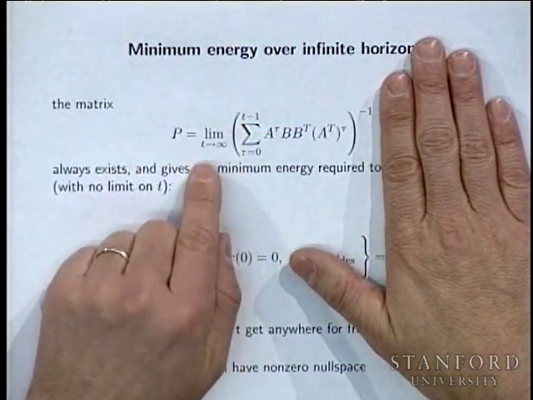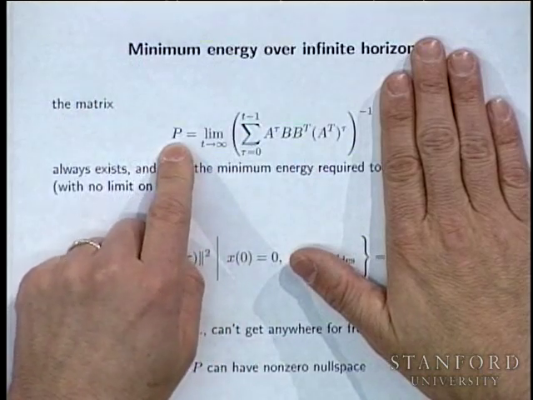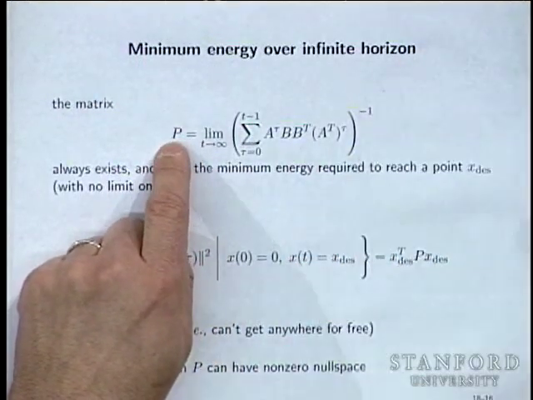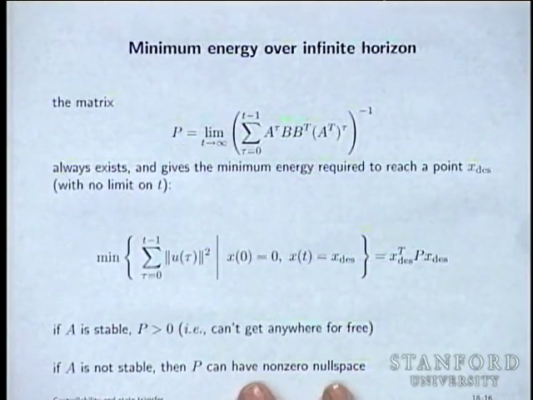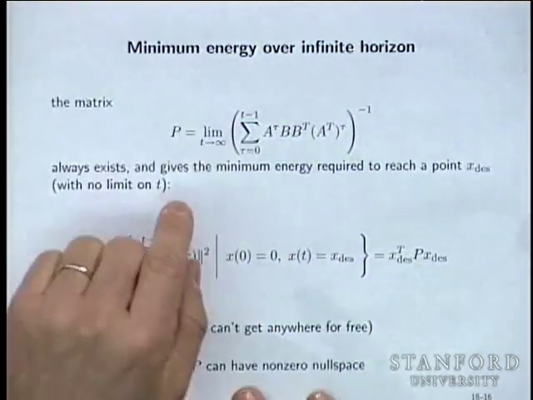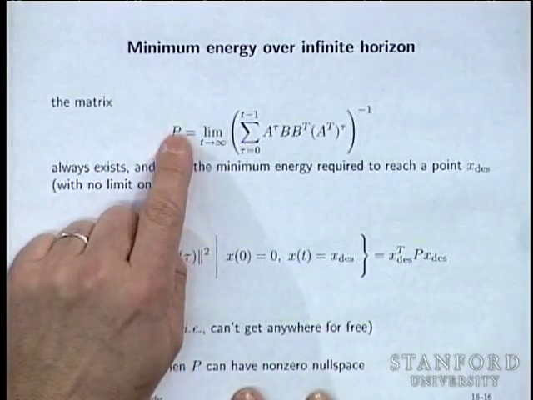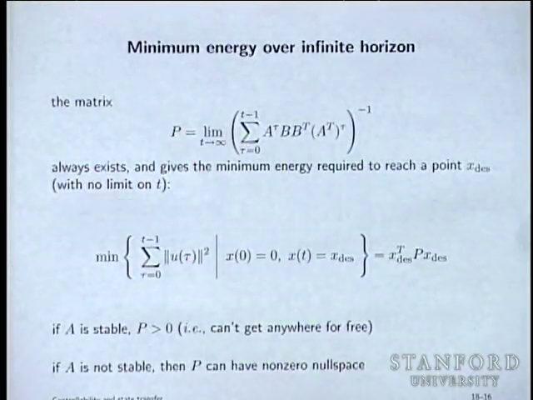That matrix has a beautiful interpretation. It's called P here. It's actually called the controllability Gramian, or actually, it's the inverse of the Gramian, but it doesn't matter what it's called. So this matrix comes up, and it's beautiful. It's a quadratic form that tells you how hard it is to hit any point in state space with infinite leisure.